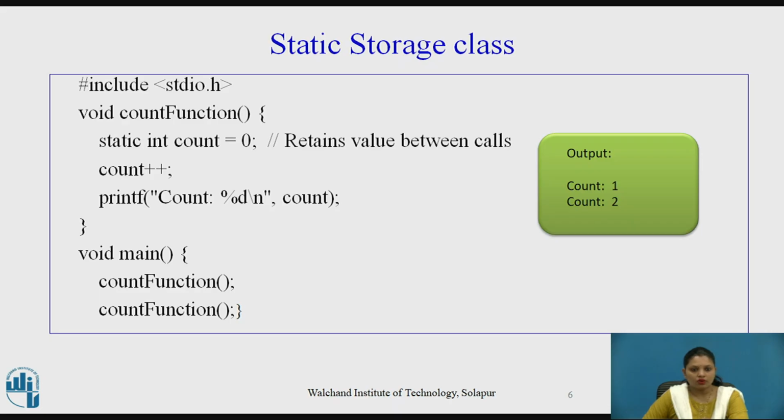When the count function is called for the first time, it increments the value of count to 1 and printf prints the value as 1. On the second call, count increments to 2 and prints the value 2 using the printf function. So here the function count returns the value of count by incrementing it every time, and the main function is just calling the function and printing the returned value. The output of the program is count 1 and count 2.